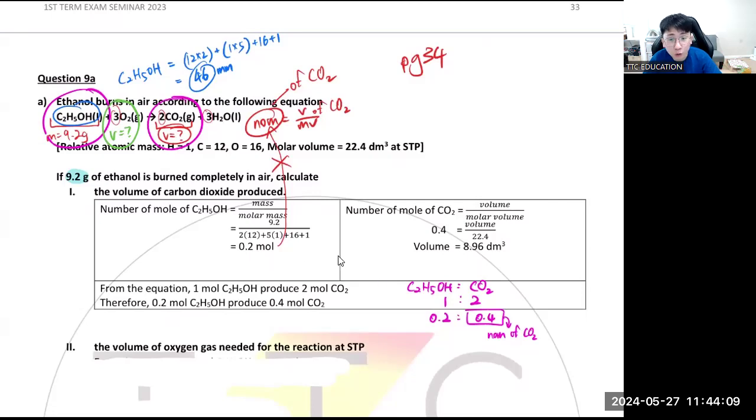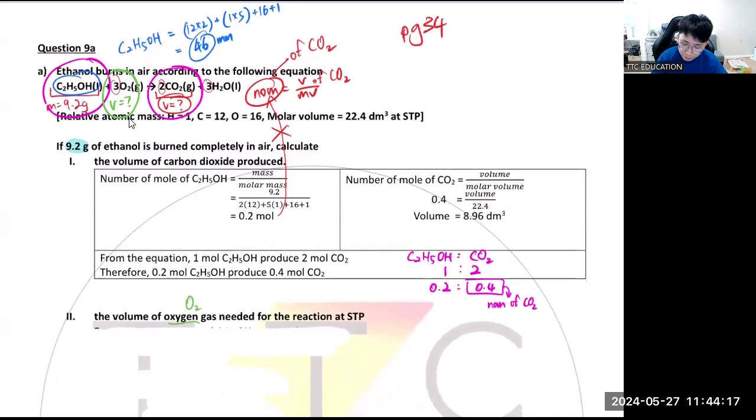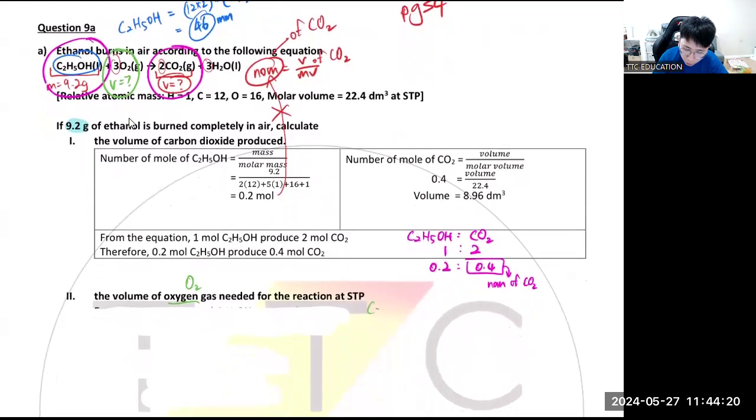You don't ratio to CO2 already. Now since you need O2, you ratio your C2H5OH to your oxygen gas. So instead of C2H5OH to CO2, I ratio C2H5OH to O2. So the ratio is 1 to 3. How do I know 1 to 3? There's no number in front of C2H5OH, but there's a 3 in front of your O2.